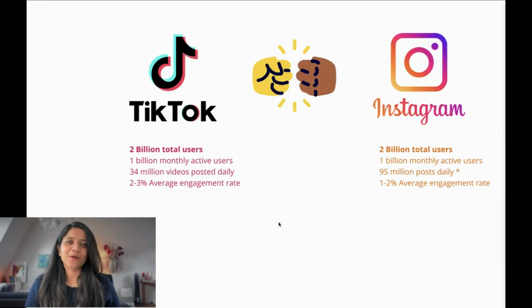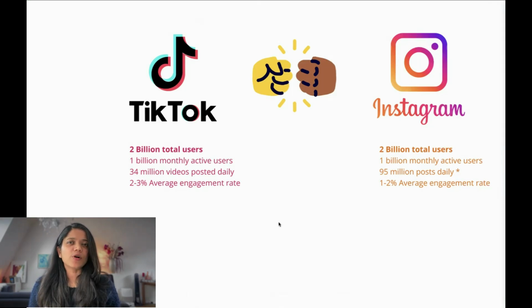All right, so let's talk about TikTok and Instagram. By the way, these apps are massively popular and the numbers speak for themselves. TikTok and Instagram both claim to have about 2 billion users in total on their platform, and they have about 1 billion monthly active users. Now that's a massive scale to have on monthly active users. But what really blew my mind is this next number. TikTok actually gets 34 million videos posted every day. On Instagram, the number is 95 million, but it includes photos and videos and stories and everything else.